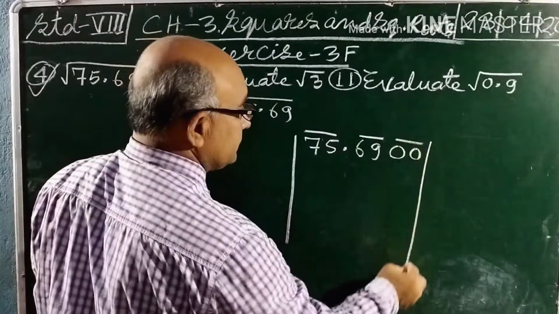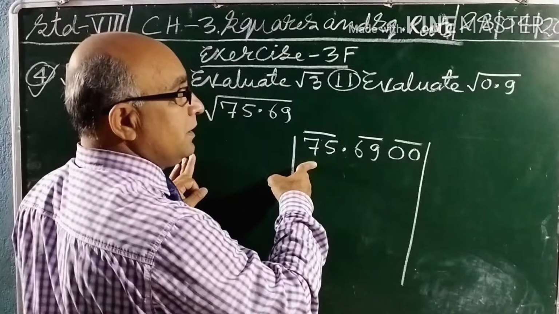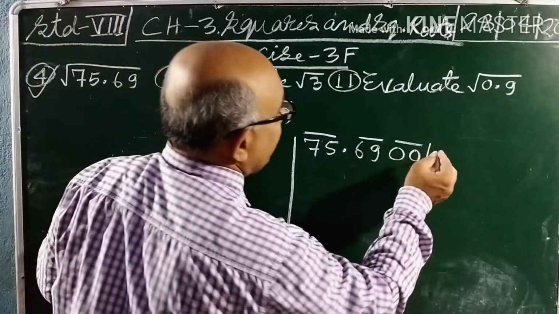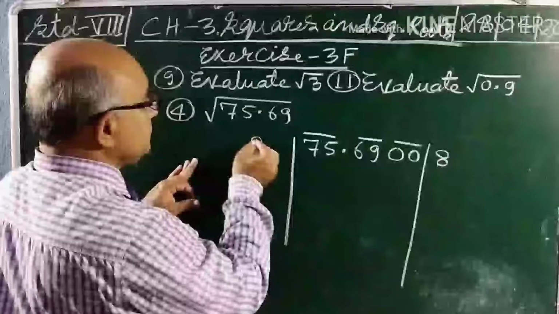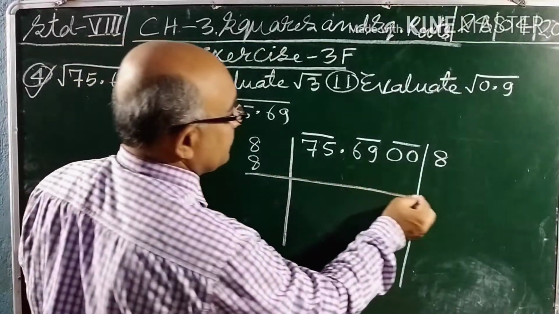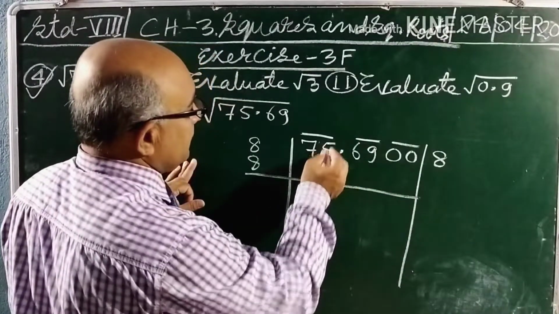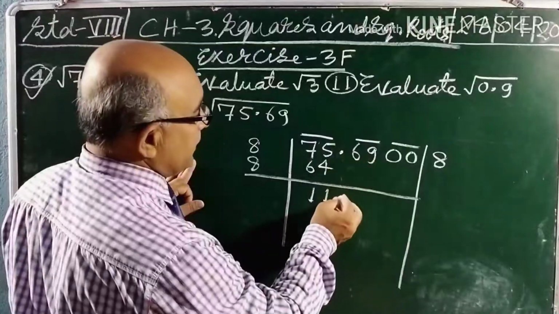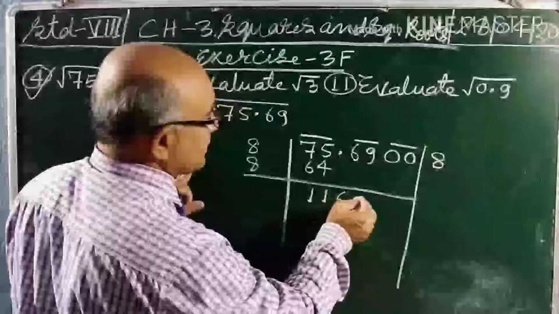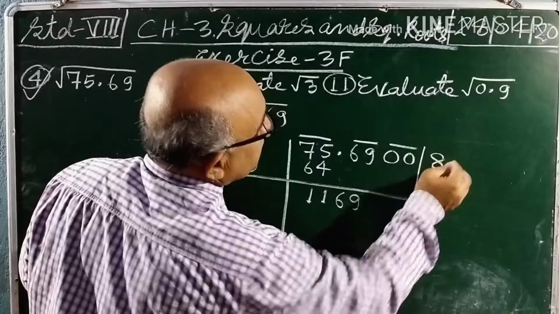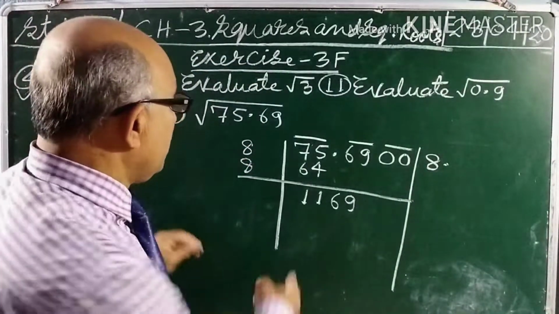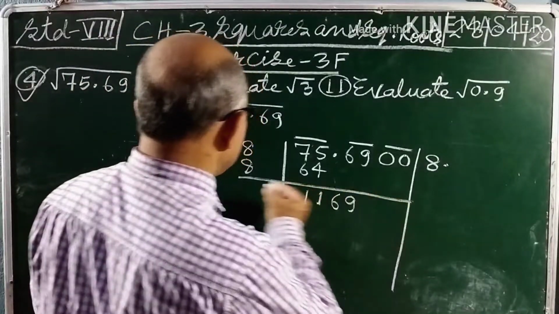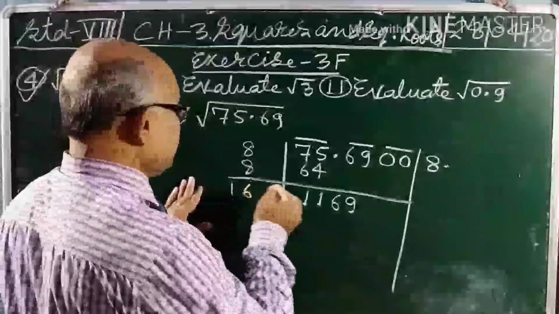This time I have 75. 6 6 is 36, 8 8 is 64, 9 9 is 81. So 8 times, 8 8 is 64. Write it. 5 minus 4, 1. 7 minus 6, 1. After the decimal, bring down 69. So in the quotient, take the decimal. Now 1 1 6 9. So 7 times. 8 8 added is 16.